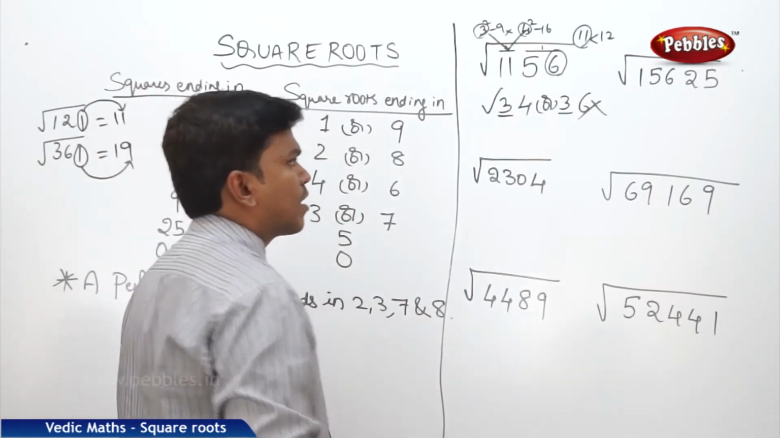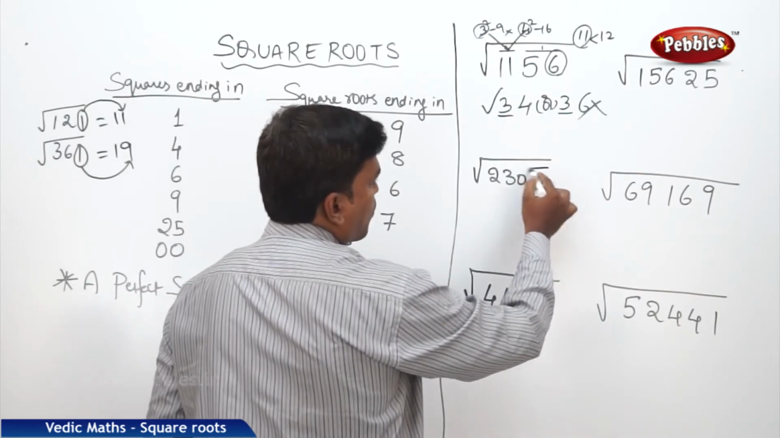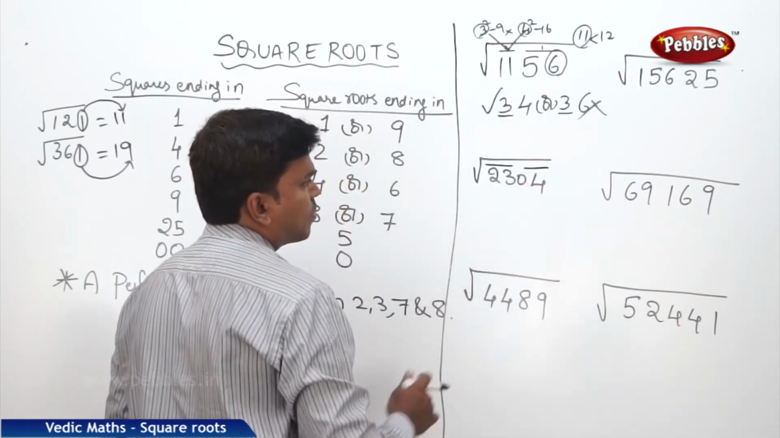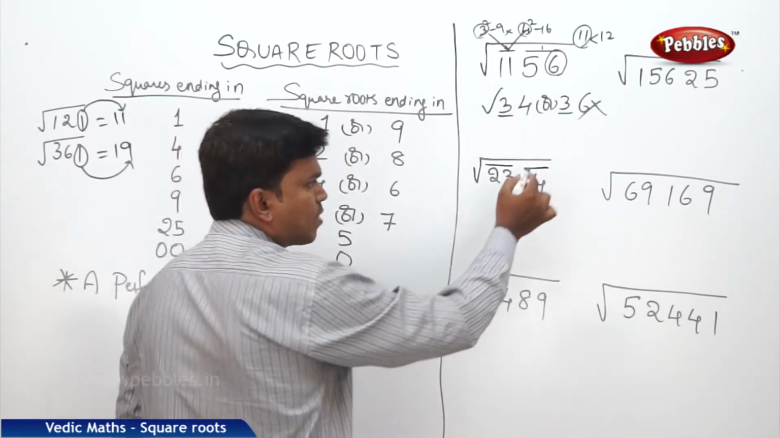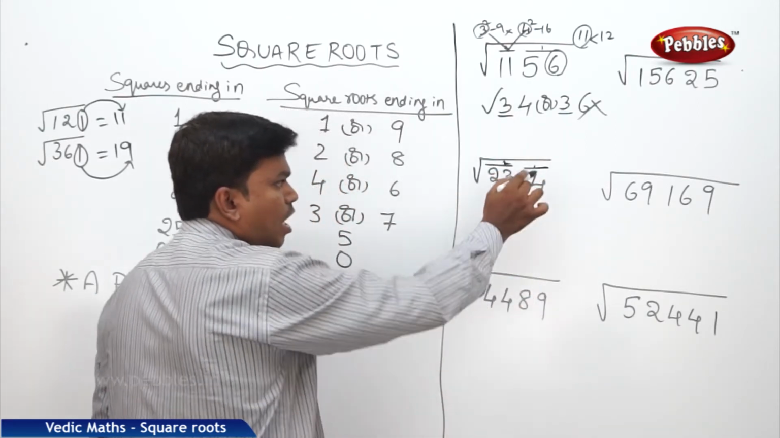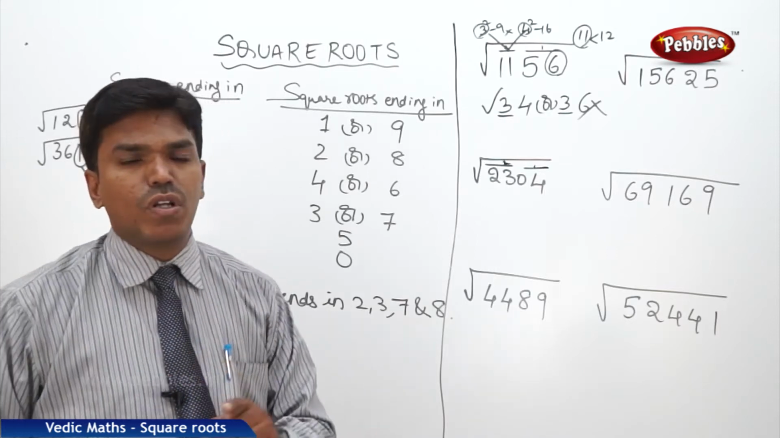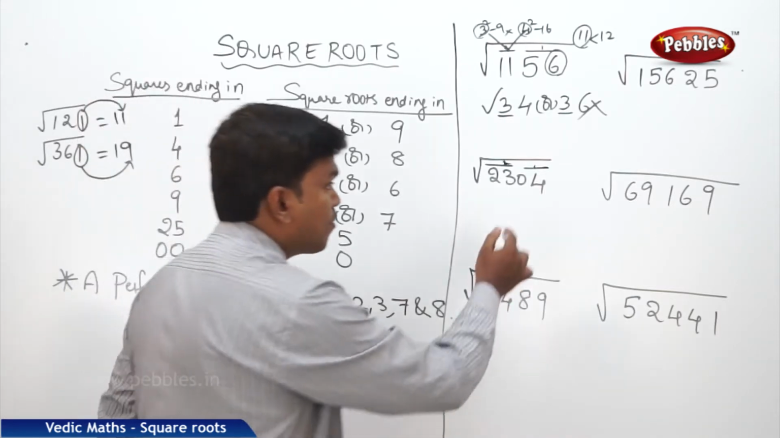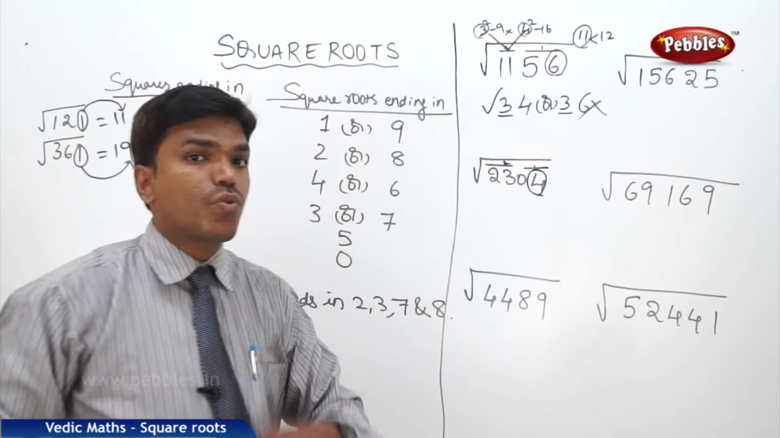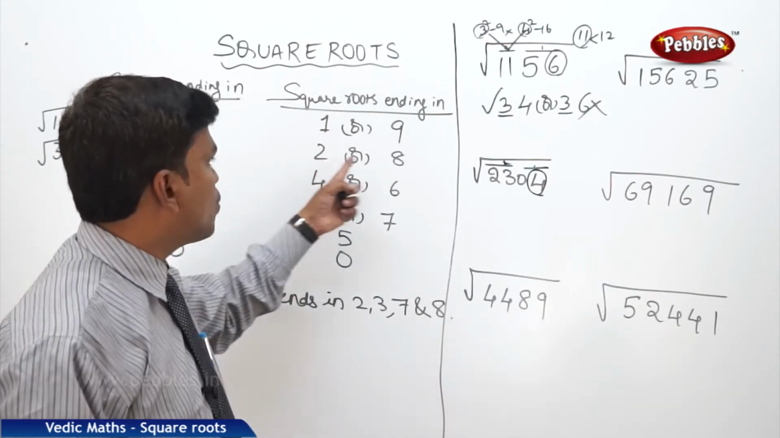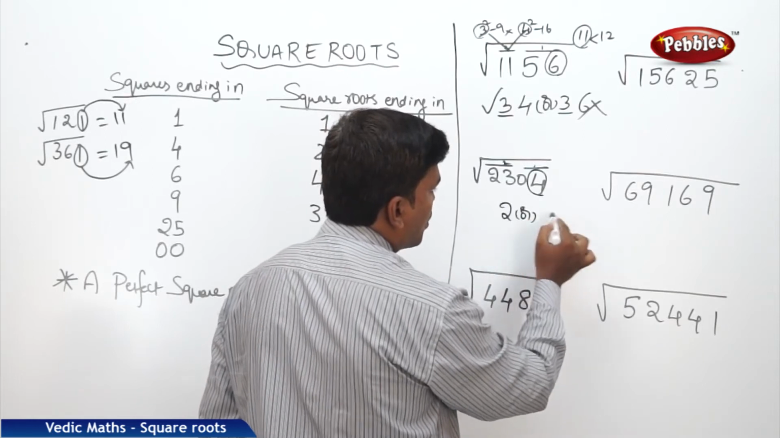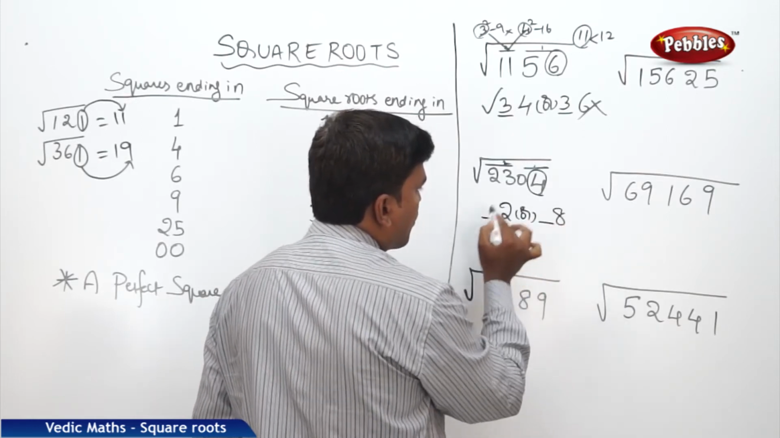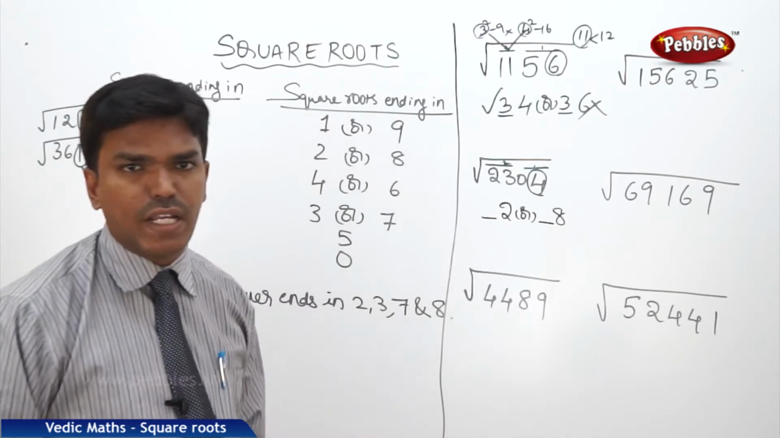Now we will do the second one in the same way. First of all, make a partition. 4, 20, 2, 3, 0, 4. Make partitions of 2 digits, 2 digits. This is my first partition, second partition. If the square number is ending in 4, the square root should end in 2 or 8. So my answer should end in 2 or 8, with a blank left on the left side.